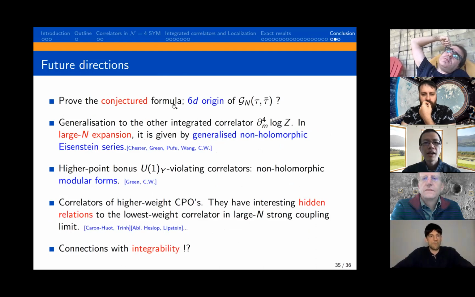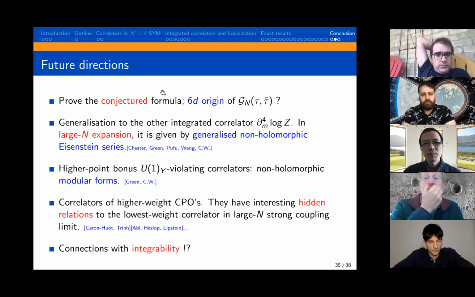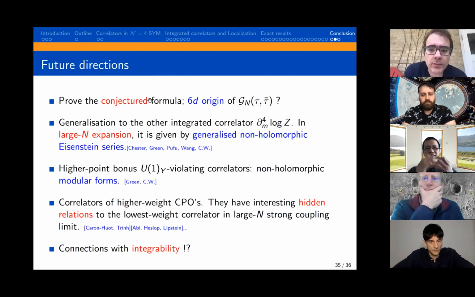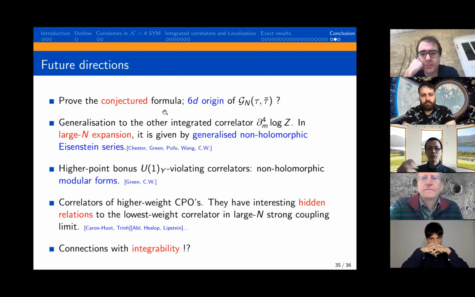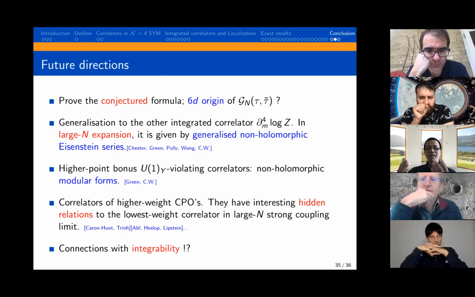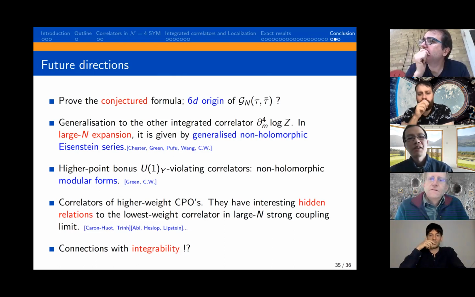So as I emphasized, this was a conjectured formula. Maybe you are more familiar with this kind of differential equation. It would be interesting to prove it, so either prove the formula or prove the differential equation. The formula has this lattice sum, kind of suggesting, I just made it up, that maybe there's a 6-dimensional origin: you compactify on a 2-dimensional lattice, and N=4 super Yang-Mills has this 6-dimensional origin, maybe.